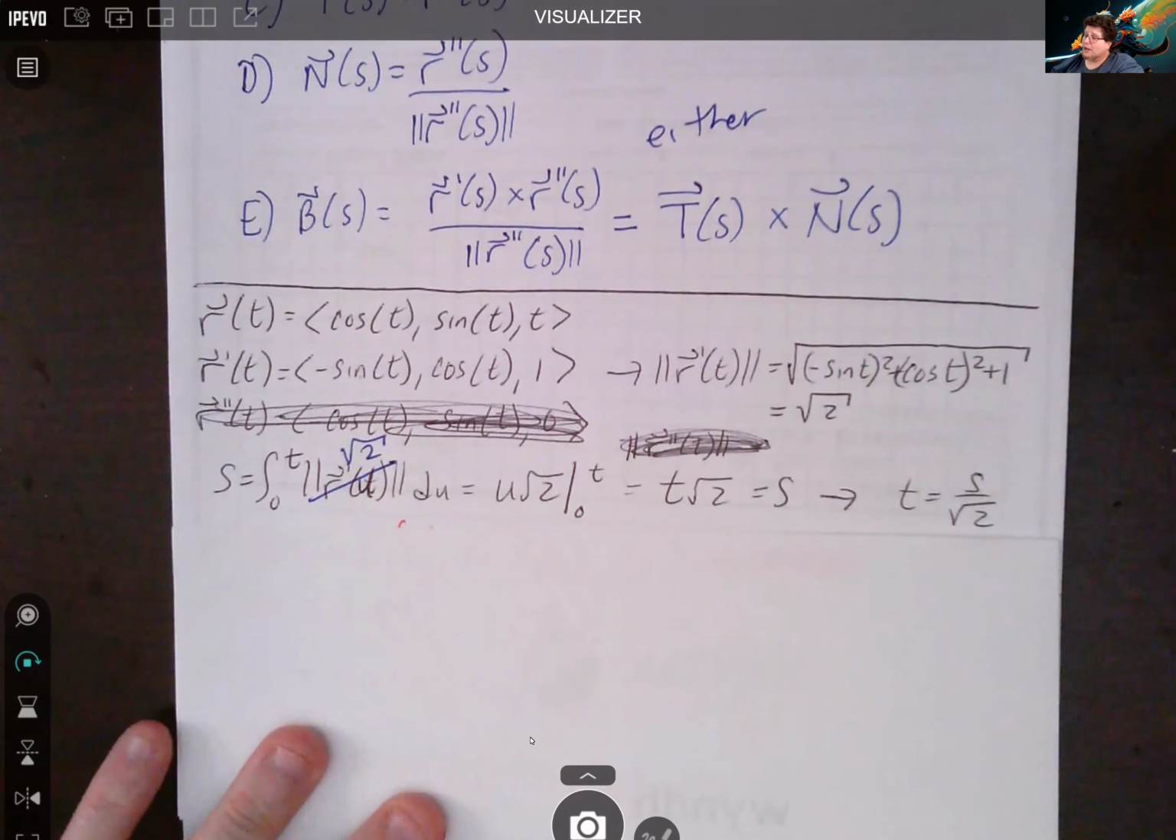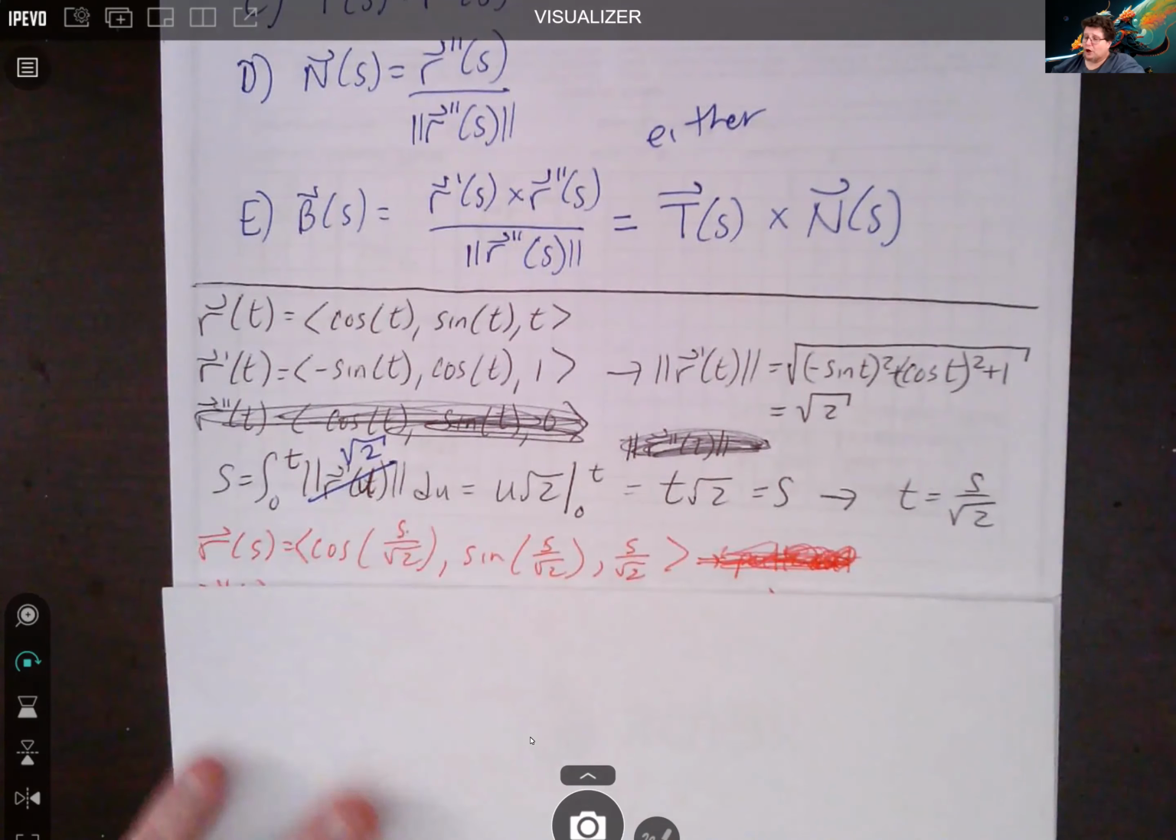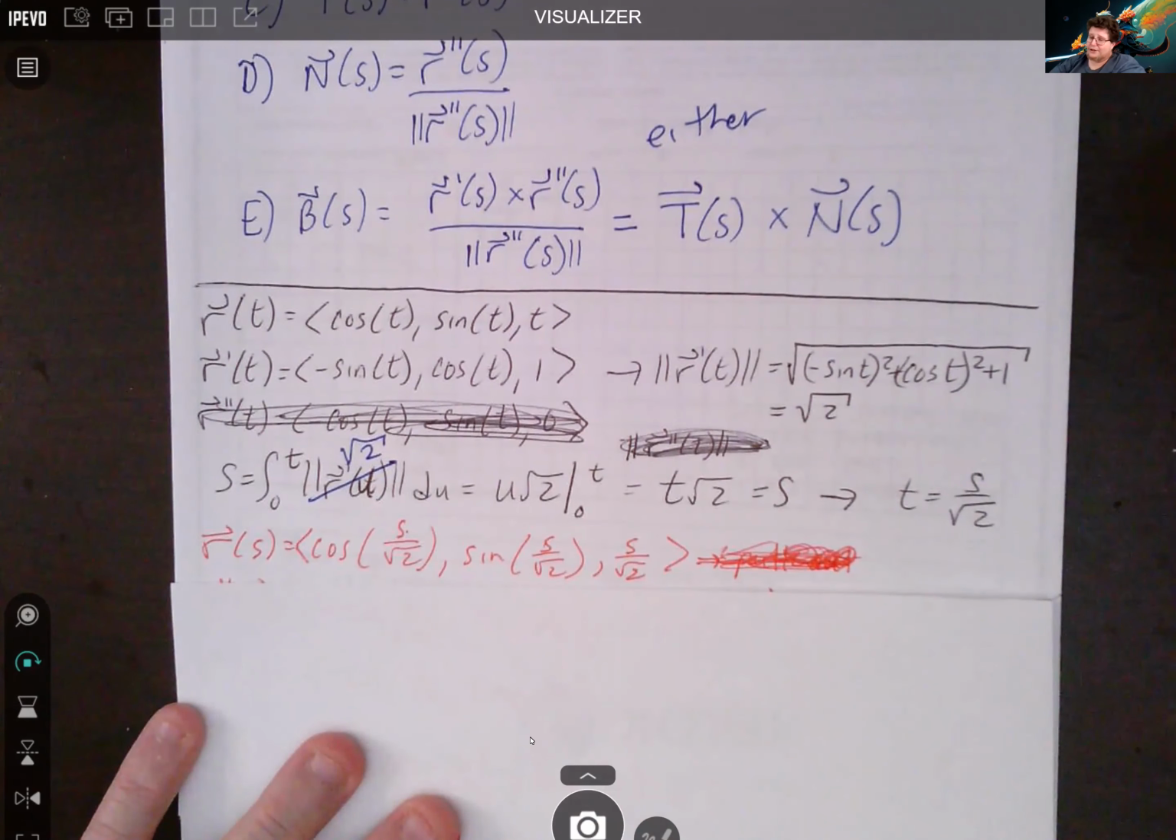Okay. We take those, we plug it in, we get r. So rather than having cosine t, we've got cosine s over root 2, sine of s over root 2, and s over root 2.